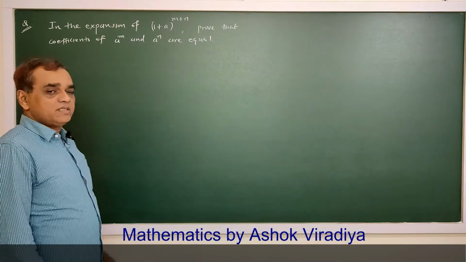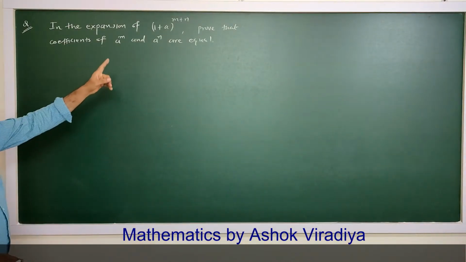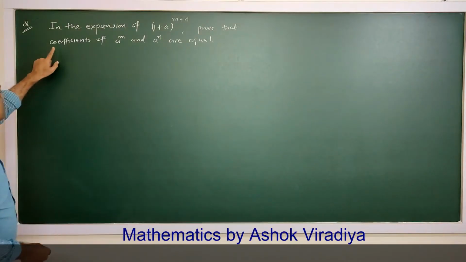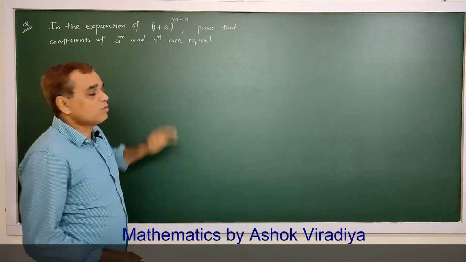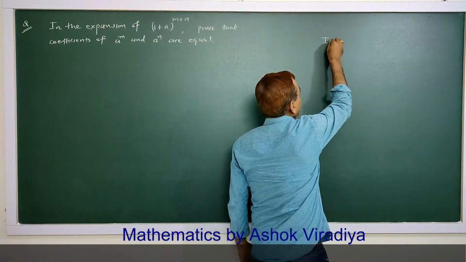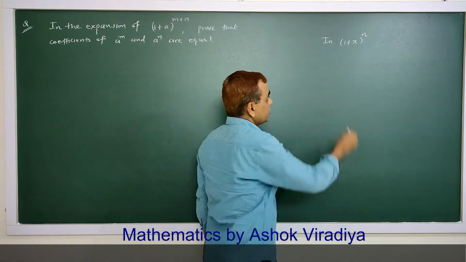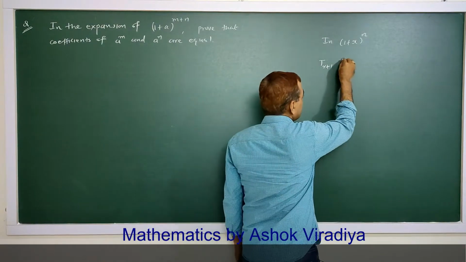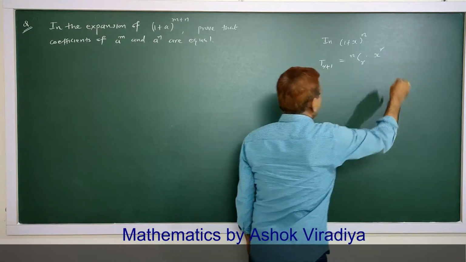Now next question. In the expansion of (1 + a) raised to m + n, prove that the coefficients of a raised to m and a raised to n are equal. Say, in the expansion of (1 + x) raised to n, the general term, that is the (r + 1)th term, is nCr x raised to r.